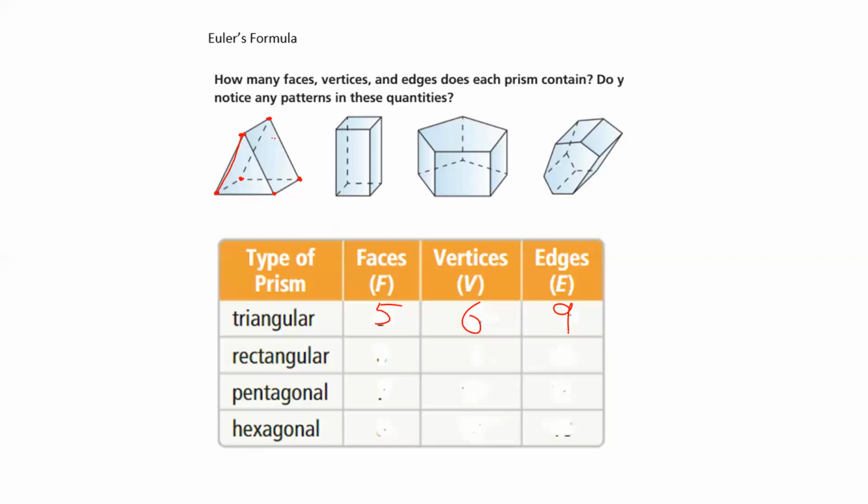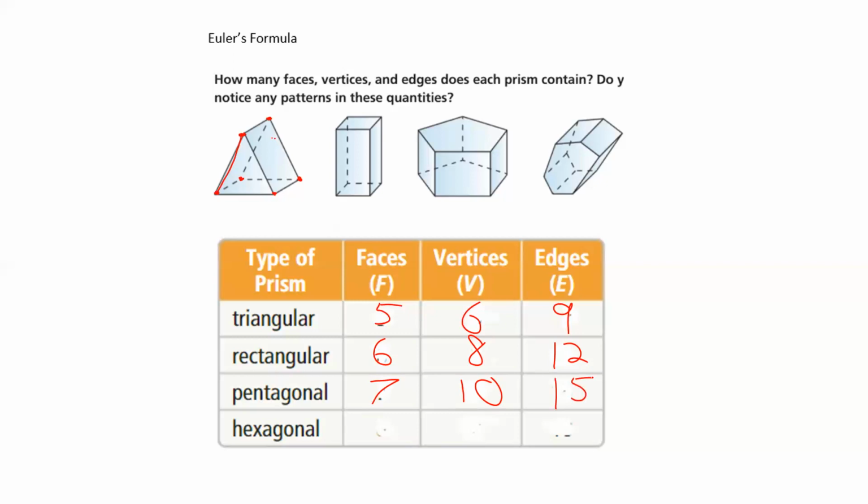So what'd you get for your faces on a rectangular prism? 6. All right, vertices and edges. 12. All right, the pentagonal. I got 7. So there's 5 around the sides, and then the 2 bases for a total of 7. All right. Then we had vertices. You said 10? Yeah, because you had 5 and 5 for the bases. The edges, 15.